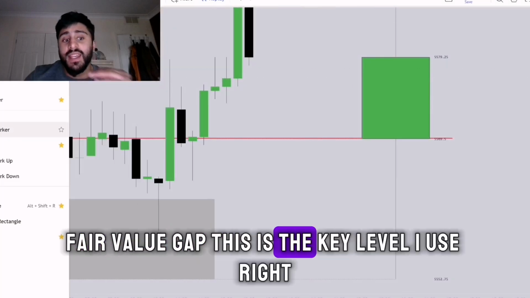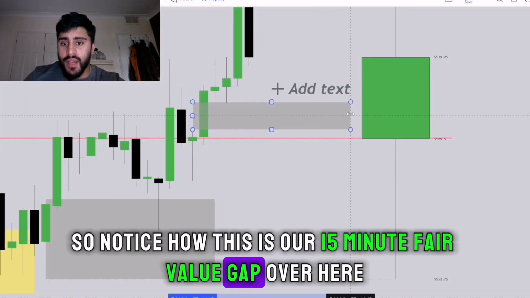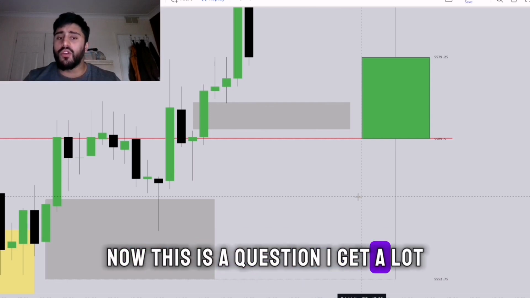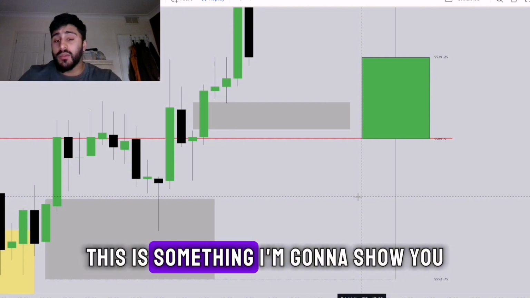Fair value gap. This is the key level I use, right? So notice how this is our 15-minute fair value gap over here. Now, this is a question I get a lot, and people don't understand how to use fair value gaps to increase their strike rate. And this is something I'm going to show you now.